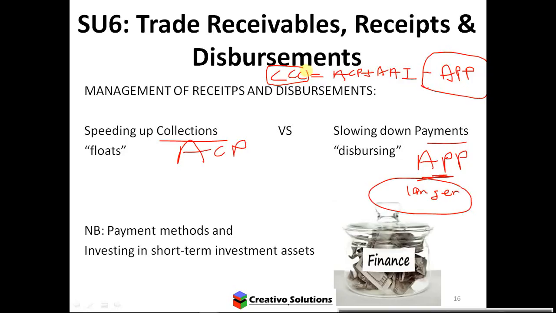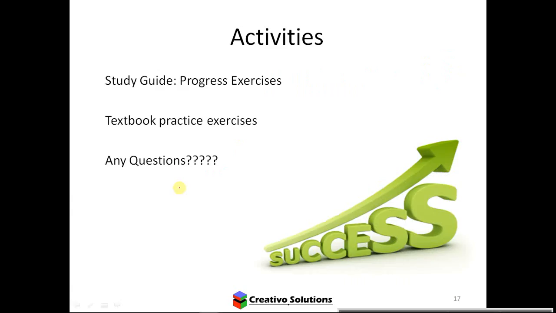Most important, remember payment methods and investing in short-term assets. Companies need to have cash on hand to take advantage of opportunities. That obviously creates a problem when companies don't have sufficient cash flow. So it's a balancing act. Do we have lots of collections, lots of payments? What's the time frame associated with both? We need to try to get a level in terms of operations where the company can be sustainable over the long term.